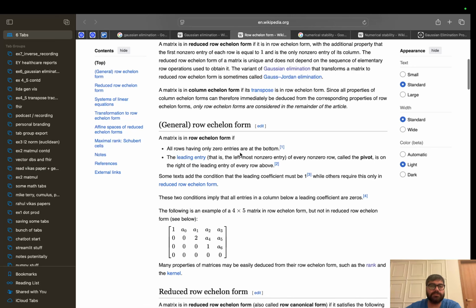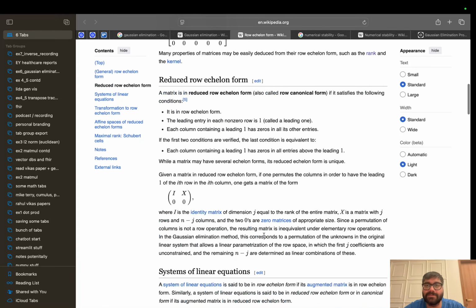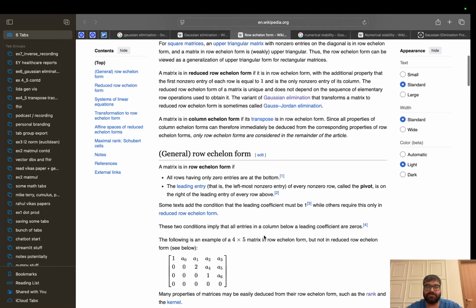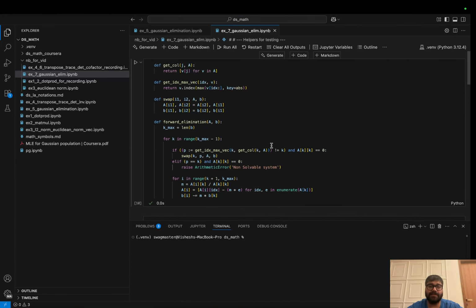A matrix is in row echelon form if all rows having only 0 entries are at the bottom. Leading entry, that is the leftmost non-zero entry of every non-zero row called the pivot, is on the right of the leading entry of every row above. Anyways, I'm just starting to Google and look into row echelon forms. This is interesting. Maybe we can have a bigger discussion about this tomorrow. But yeah, I didn't go too much into the Googling and the babbling, because the algorithm itself hurt me a little bit, which is sad.